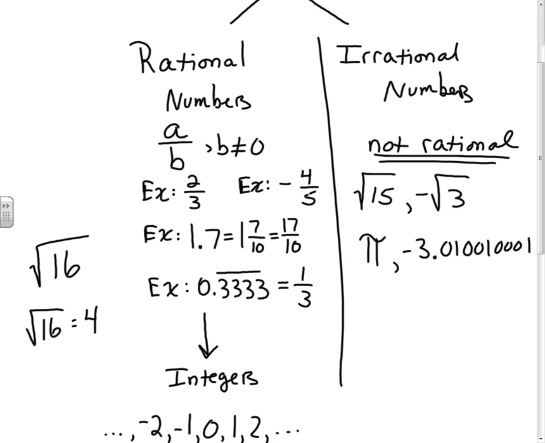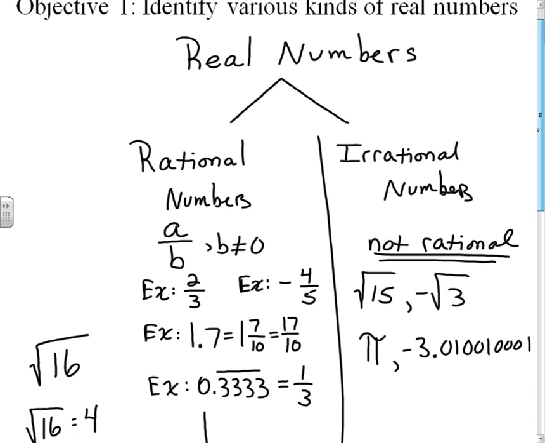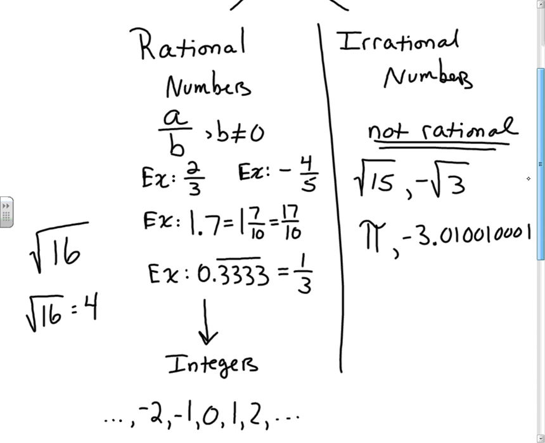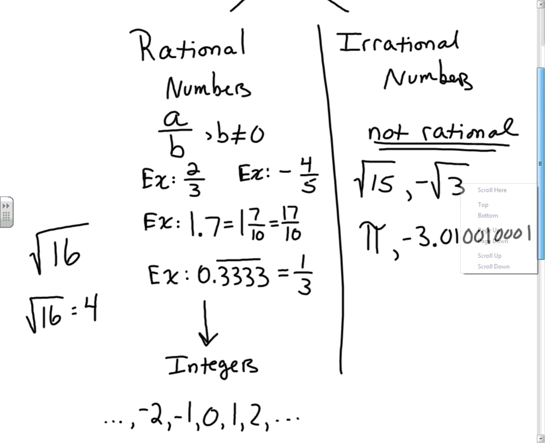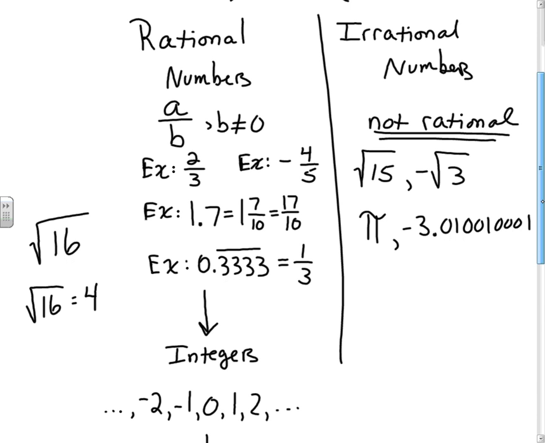To recap, the set of real numbers is split into two subsets, the rational numbers and the irrational numbers. Rational numbers are numbers that can be written as a fraction a over b, where b is not equal to 0, basically a ratio. Anytime you can write a number that way, it's considered a rational number. If you cannot write a number as a ratio, then it is considered an irrational number.